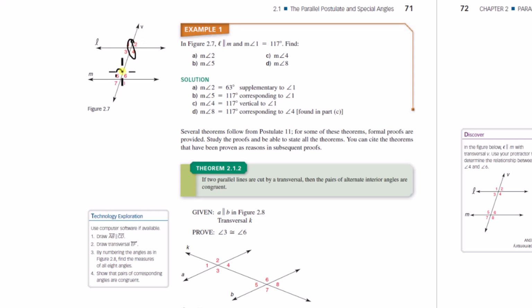congruent. So with that, we can see that angles 4 and 8 are also going to be 117 degrees. Okay. Now, what else can we do? We know that 2 and 3 are congruent and 6 and 7 are congruent. Okay. And we already know what 1 and 4 are and 5 and 8 are.